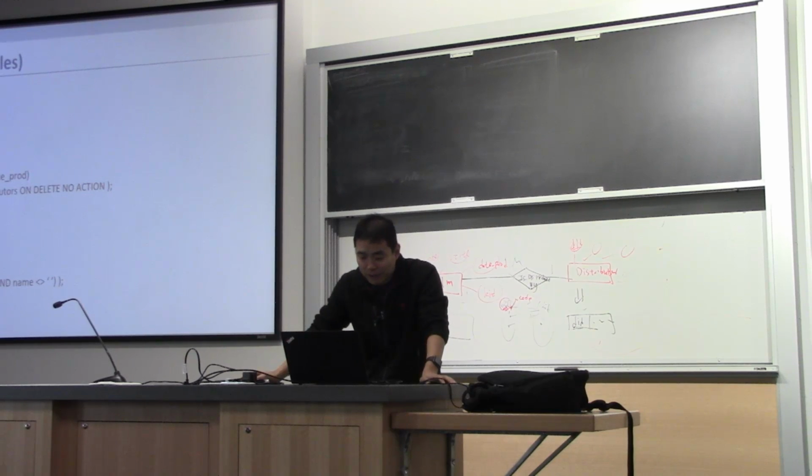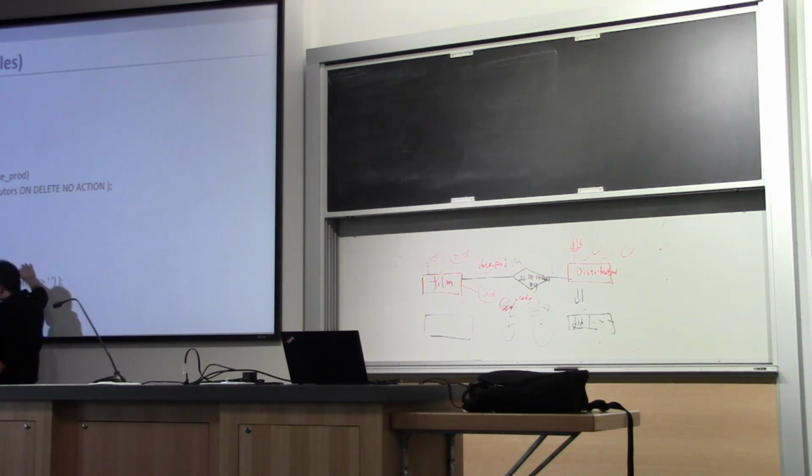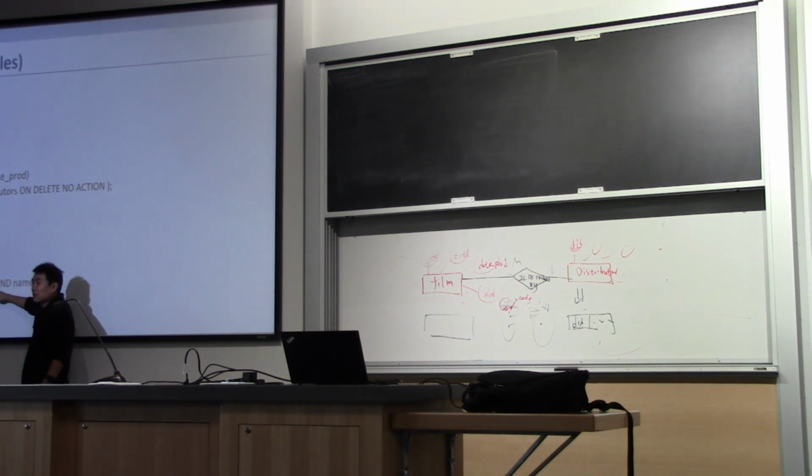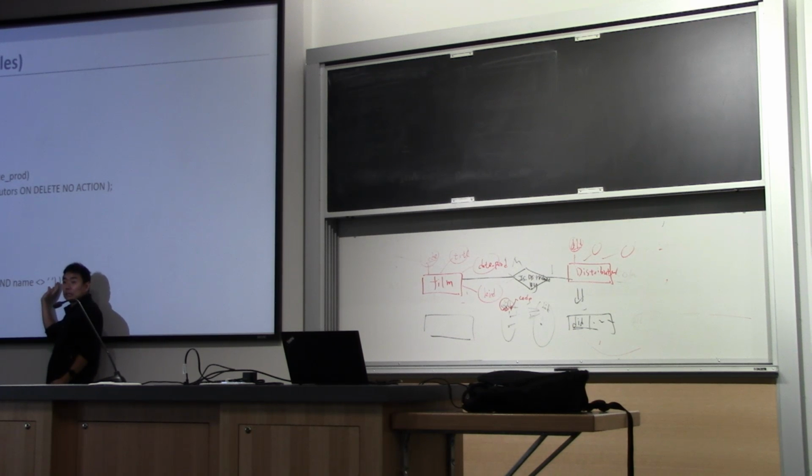One more minute, let me finish this. So the distributor table is down below. Here I introduce another constraint. I say BID must be greater than 100. What that means is, even though BID is a decimal value, I want to start with 101. Instead of starting with 001, I start with 101. That's what I'm saying. And name must not be an empty string.